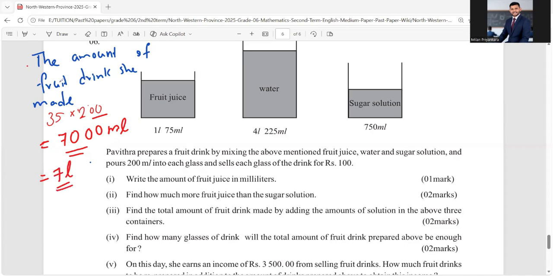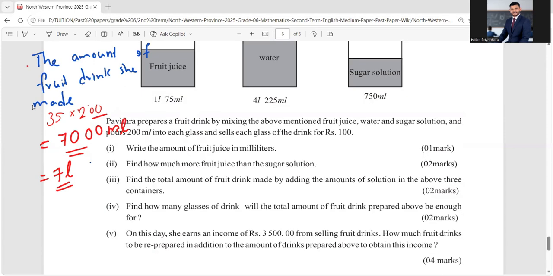Right. Then actually, this is not the final answer. They didn't ask how much she made. They asked how much more she made. Right? How much more than that particular day. How much fruit drink to be prepared in addition to the amount of drinks prepared above to obtain this income. How much more was made? You need to find how much more. Actually, for that, you need to take the difference.